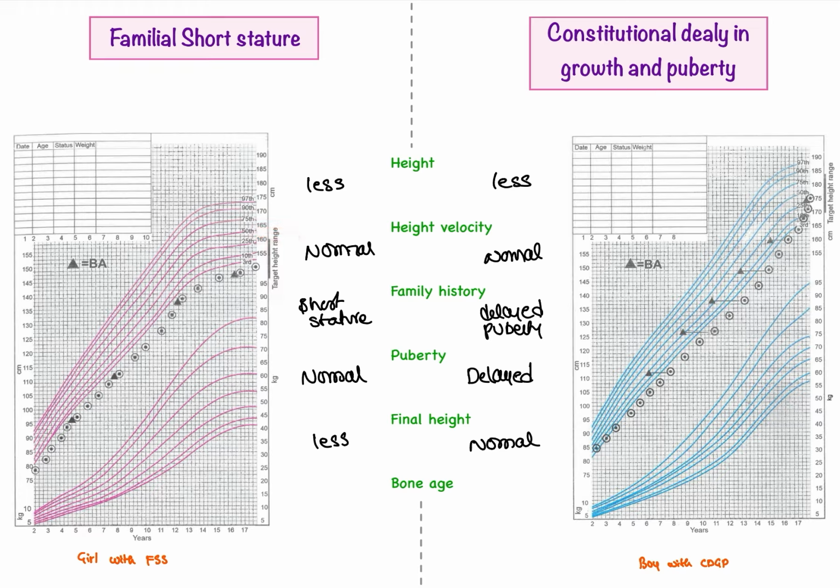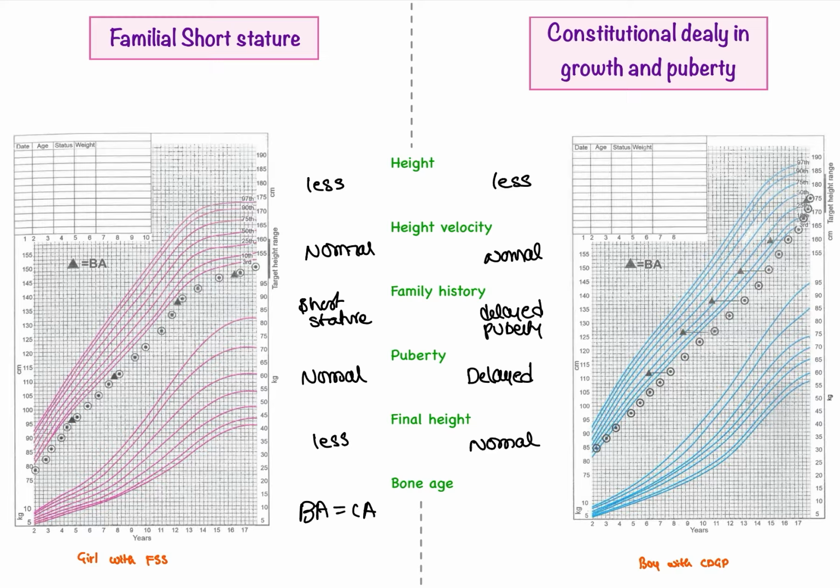The triangle indicates bone age, and the circles indicate chronological age. In this graph, the bone age is corresponding with chronological age. That is, the bones are growing according to the age. So, in familial short stature, the bone age is equal to chronological age.